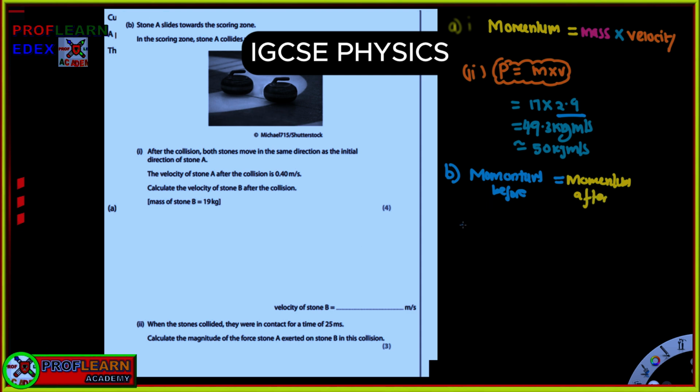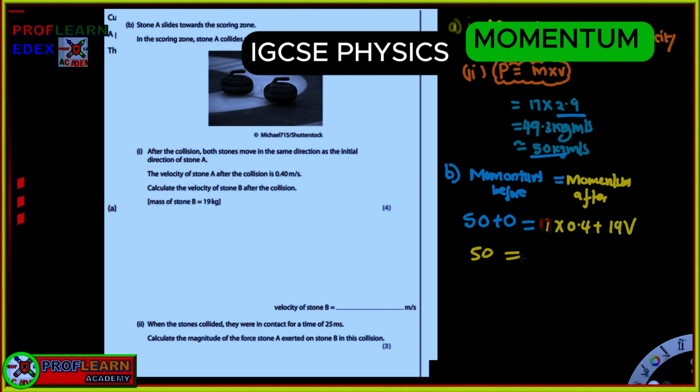Because stone A was the only one that was moving, the momentum before is 50 plus 0, which should equal the momentum after collision. We are told that A moves at 0.4. So it will be 17 times 0.4 plus the mass of stone B, which we are told is 19. The velocity at which it will move, we don't know. So we say 50 is equal to 17 times 0.4, that gives us 6.8, plus 19V.